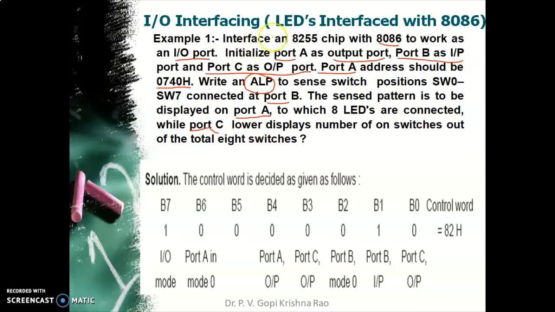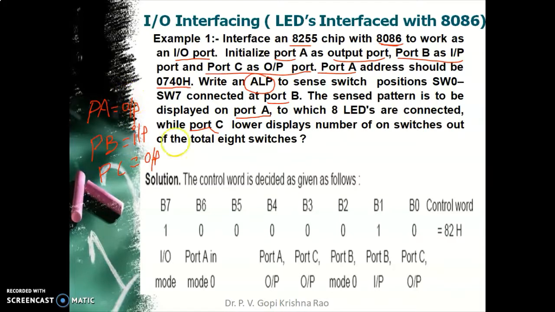So we'll try to recollect. We need to connect an 8255 to an 8086 microprocessor, where port A is to be configured as an output port, port B is to be configured as an input port, and port C is also to be configured as output.